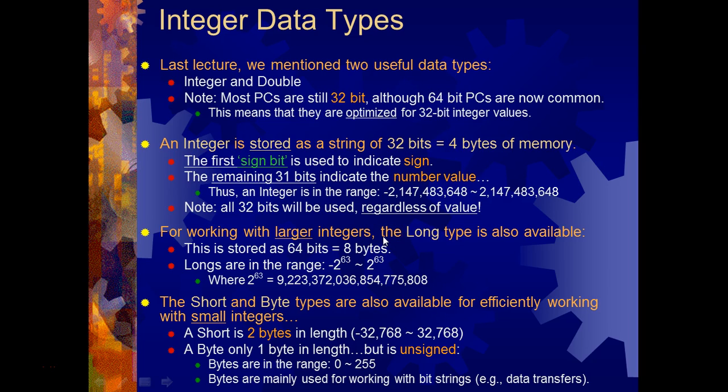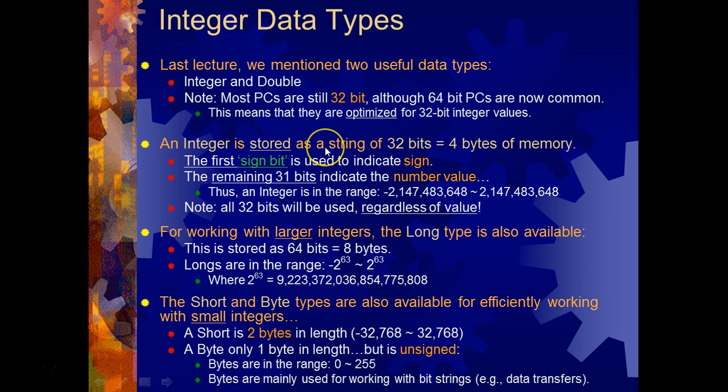Okay, so we talked about different data types, and here he mentions integer and double. And he says most PCs are still 32-bit, although 64-bit are now common. This means they are optimized for 32-bit integer values. Just a side note there.